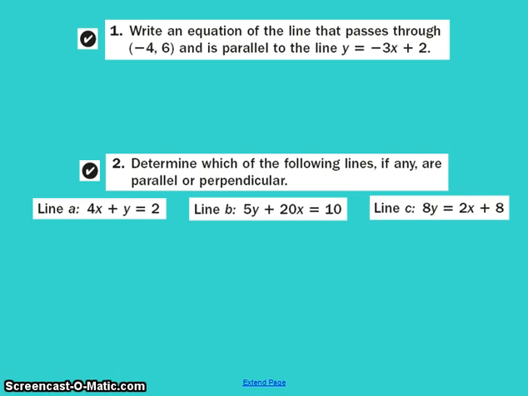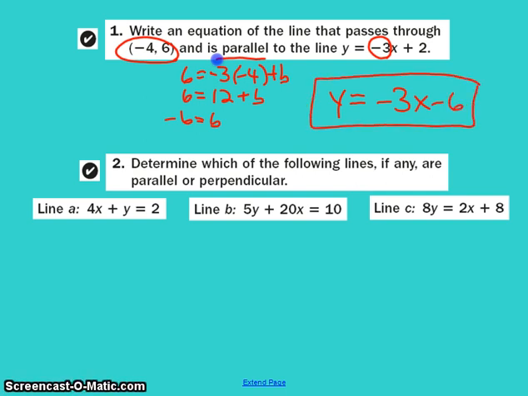So if I am looking to write an equation that is parallel, I'm looking for the same slope of -3, but using those values for my ordered pair. I've got to finish my equation in slope-intercept form. I guess you could do point-slope form because it's not specifically asking you for one, but this is easy enough.